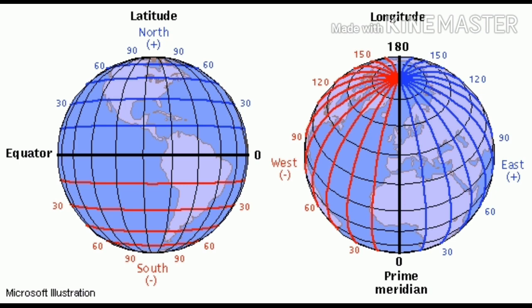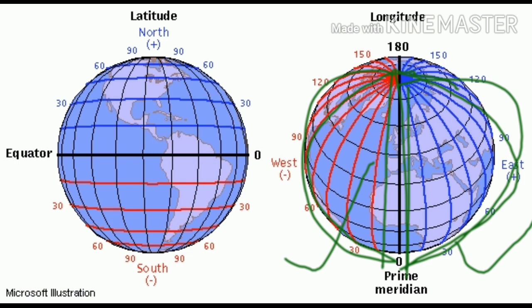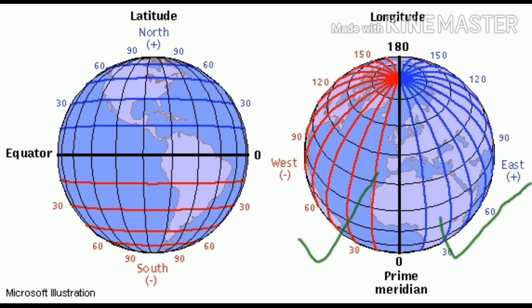Okay, so look at this picture carefully. These two are the picture of our earth. Here these vertical lines are known as longitude. Okay, and this 0 degree longitude is known as prime meridian. Okay, and this 0 degree prime meridian divides our earth into two equal parts, and the eastern side is known as eastern hemisphere and the western side is known as western hemisphere.